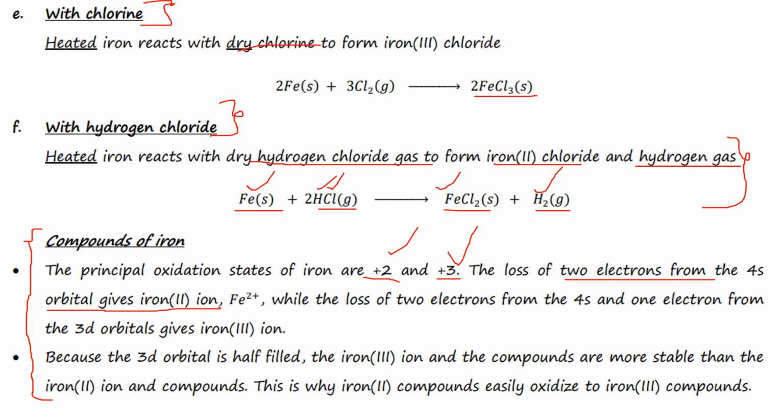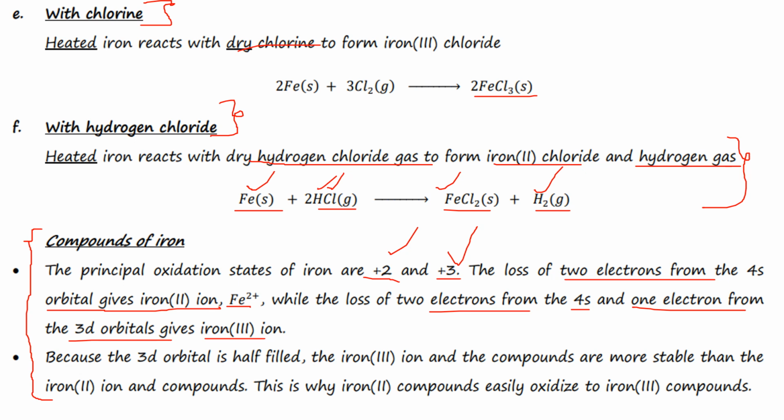So we already talked about this earlier. So that's why we are having iron 2. It's due to the loss of 2 electrons from the 4s subenergy levels. Then the loss of 2 electrons from the 4s together with 1 electron from the 3d subenergy levels or orbital is going to give the iron 3 ion.